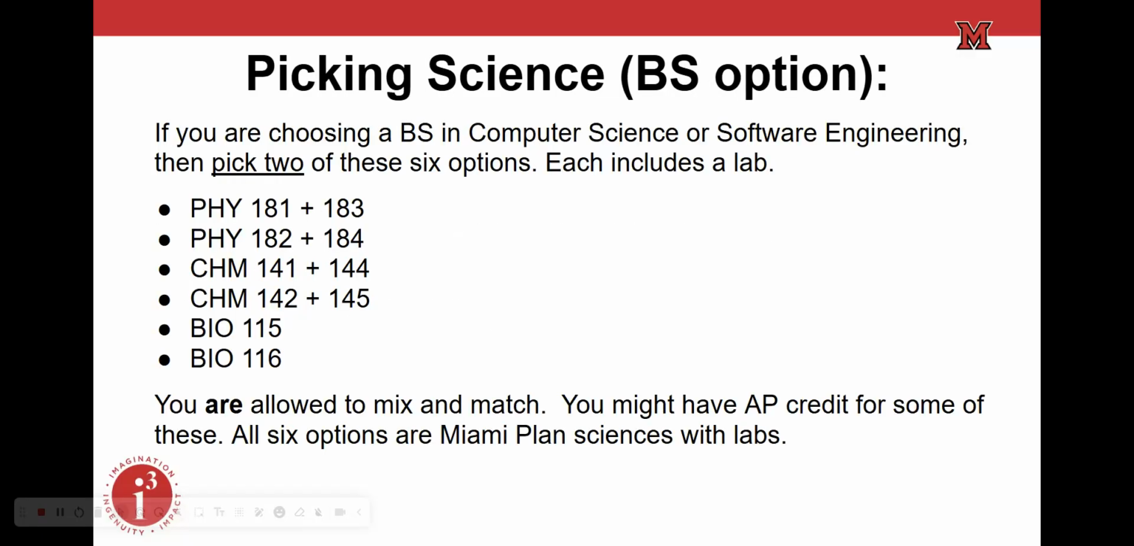Picking science, which is the BS option. If you choose the BS option, you have to pick 2 out of these 6 science classes that we talked about before. You are allowed to mix and match, and you also might have AP credit for it, so be aware of that.